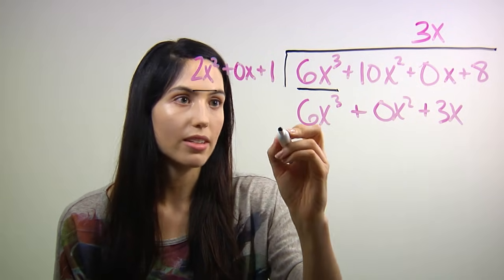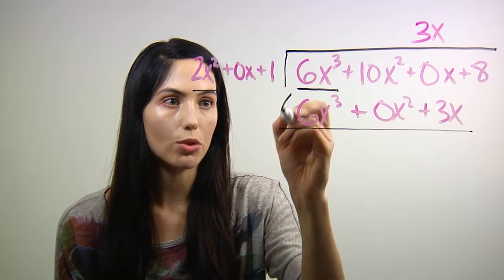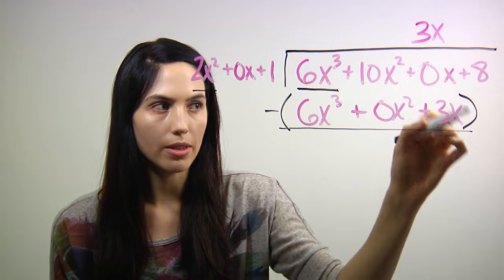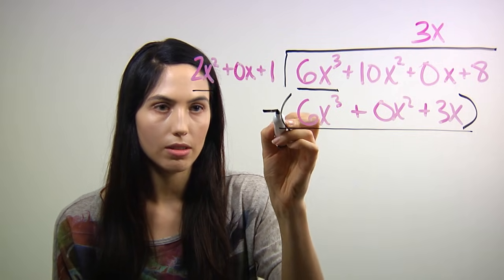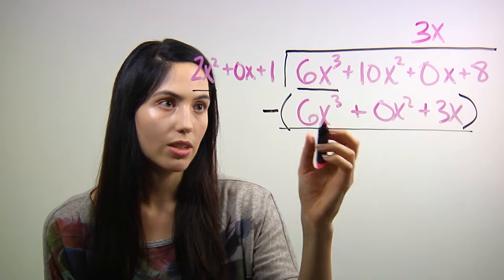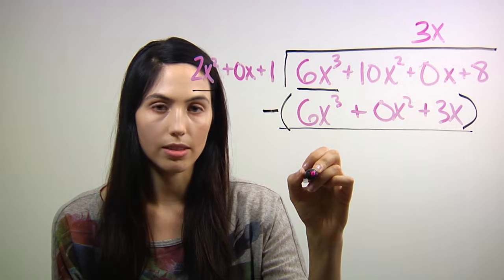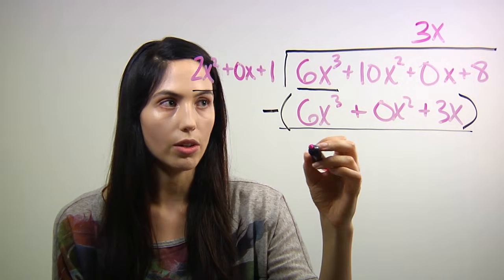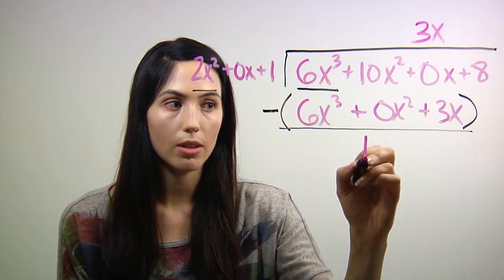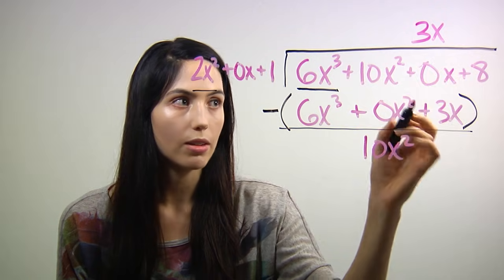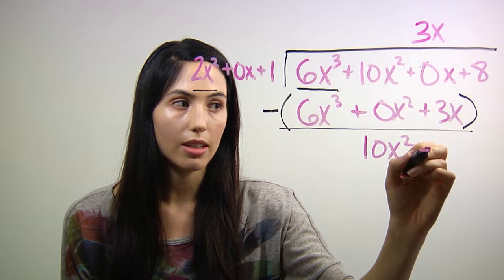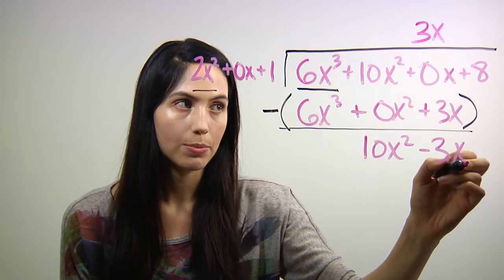We're going to subtract, so draw your line, we're going to subtract that whole second line. It's important to draw those parentheses and put the overall minus so that you get the signs right. So down below, when we use the subtraction, we'll have nothing here. 6x cubed minus 6x cubed is 0. 10x squared minus 0x squared leaves us with still 10x squared. 0x minus 3x is minus 3x.